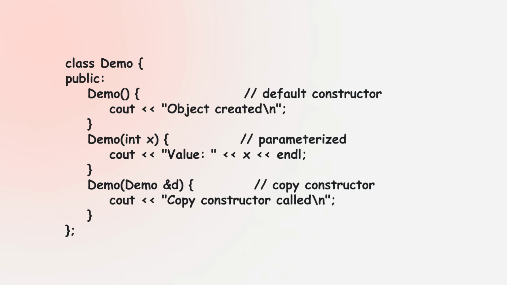This code illustrates the implementation of a default, a parameterized, and a copy constructor within the demo class.